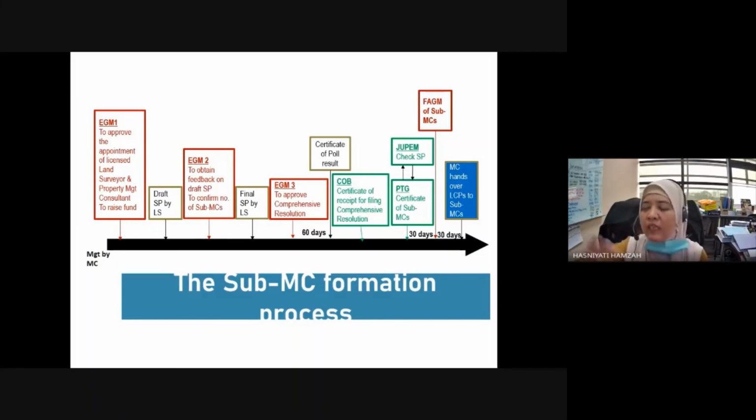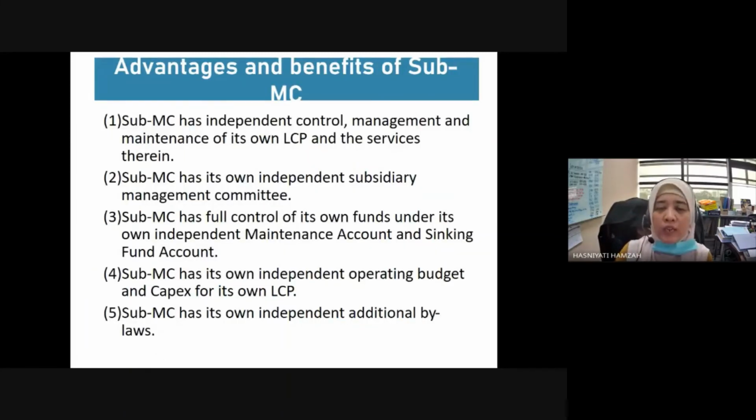Plus, if there's any money, then put the money from the sinking fund account and also management account, okay, maintenance account, to be given that particular portion. Kalau boleh di-apportionatekan, portion tersebut diberi kepada sub-MC. Then sub-MC will govern, will take care of the LCPs. Management now is by both MC for the common property and also sub-MCs for the limited common properties. So you have two management bodies at once. Okay. Now advantages. What are the advantages?